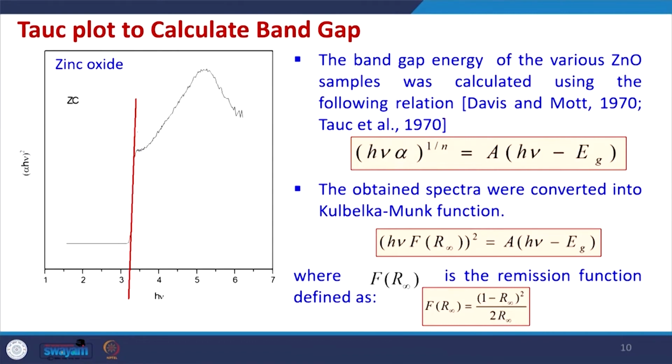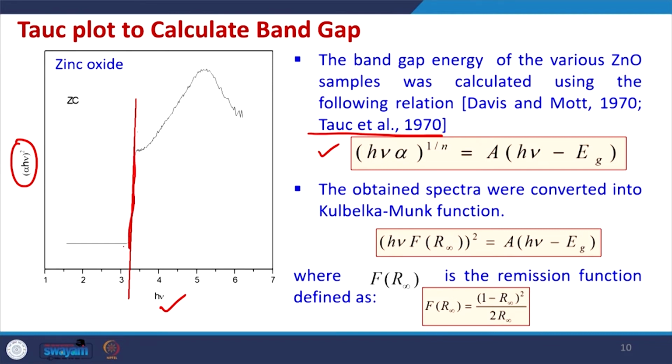Going further, what we do is first we get the UV versus lambda value, and from that we use this particular equation. The band gap energy of various zinc oxide samples or any other sample can be calculated using the following relationship, which is called the Tauc relationship or Tauc plot. In this, we plot this particular value with respect to h nu.